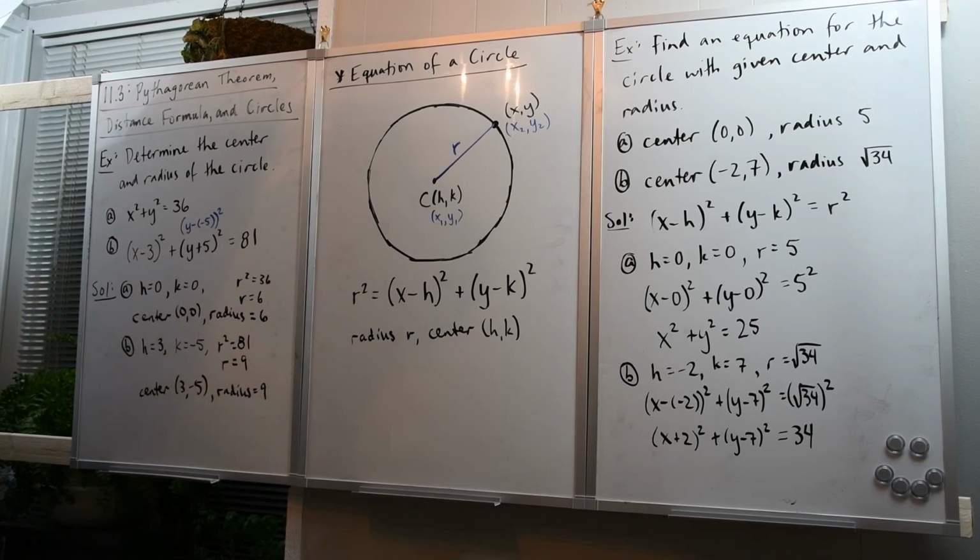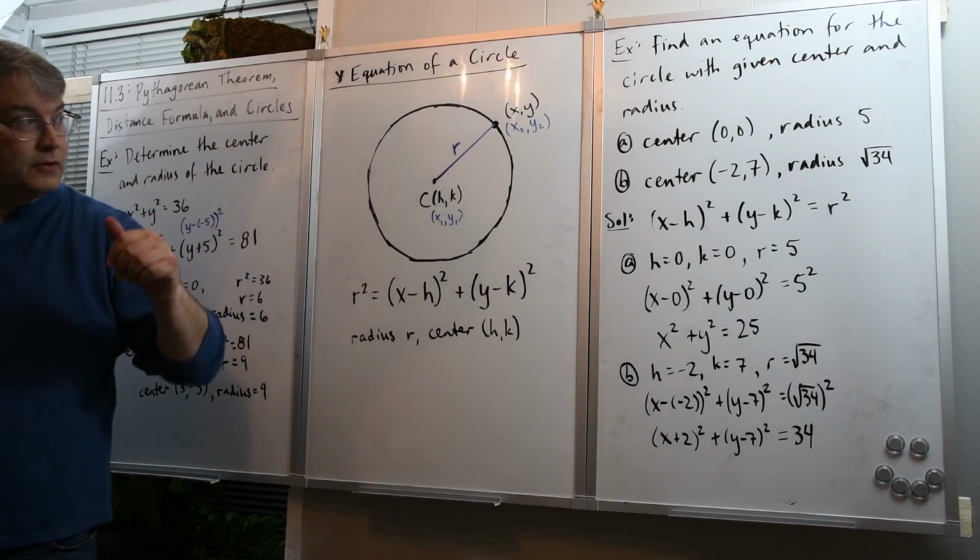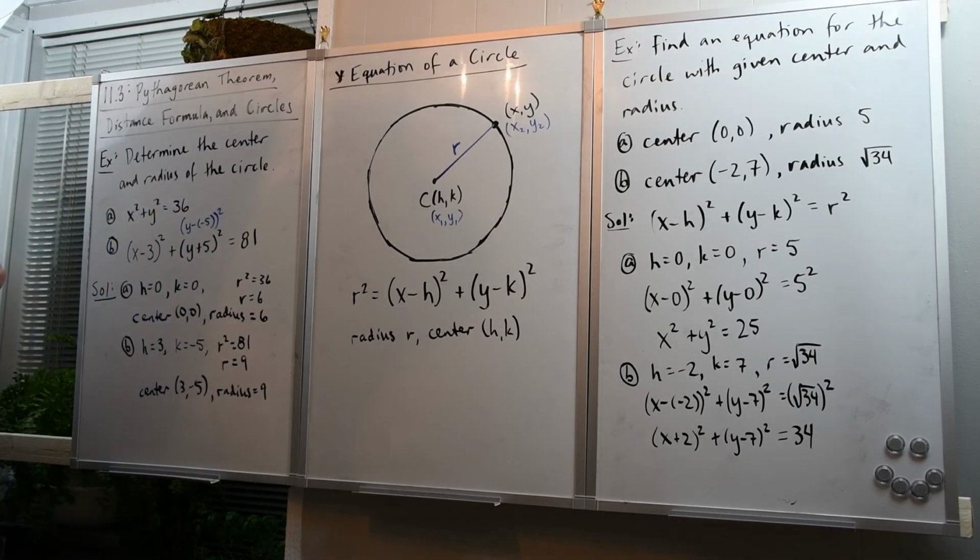So we see both directions with our circles, getting the equation for the circle if we know the center and radius, and then also determining the center and radius if we know the equation for the circle.